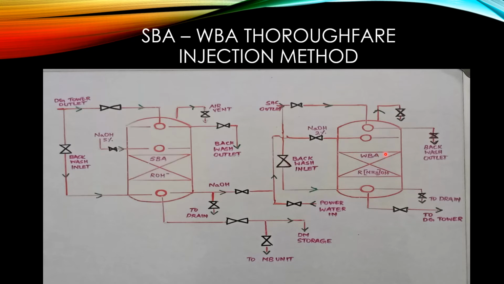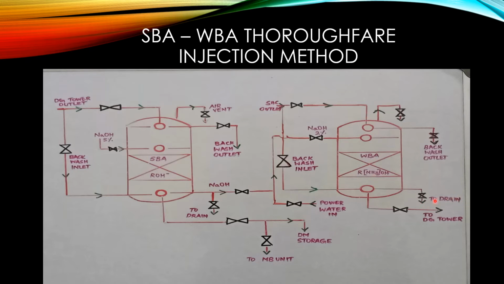Initially, WBA will not get regenerated. After some time, when the NaOH starts coming, then only WBA will get regenerated, and that WBA outlet regenerant is coming out through this. After the injection is completed, both will be given a final rinse through this line, and this is taken out as the final rinse outlet, and for this WBA it is the regeneration outlet.